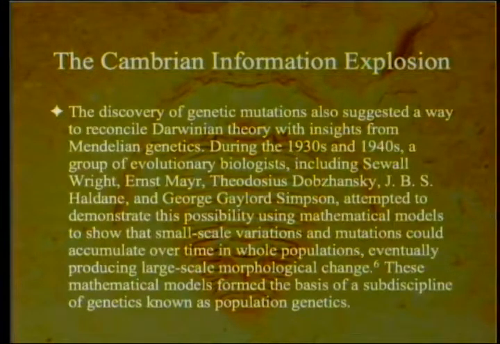The discovery of genetic mutations also suggested a way to reconcile Darwinian theory with insights from Mendelian genetics. During the 1930s and 1940s, a group of evolutionary biologists, including Sewall Wright, Ernst Mayr, Theodosius Dobzhansky, J.B.S. Haldane, and George Gaylord Simpson, attempted to demonstrate this possibility using mathematical models to show that small-scale variations in mutations could accumulate over time in whole populations, eventually producing large-scale morphologic change. And this is what formed the basis for population genetics.